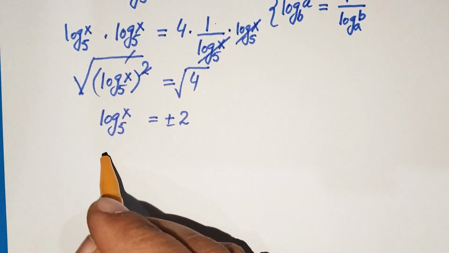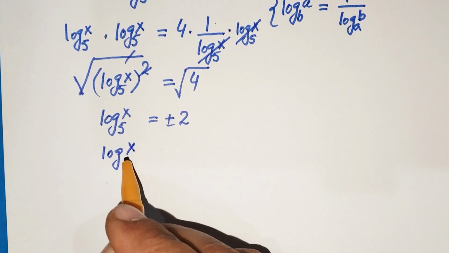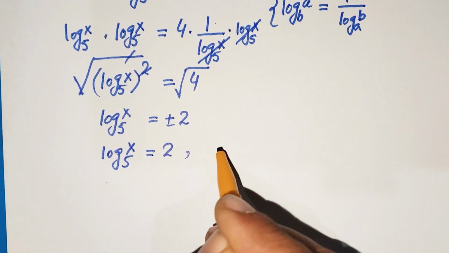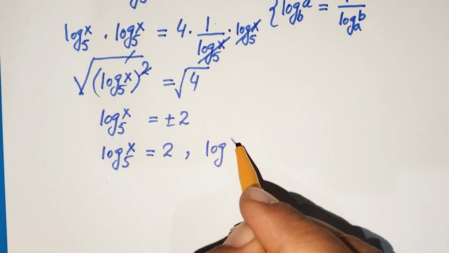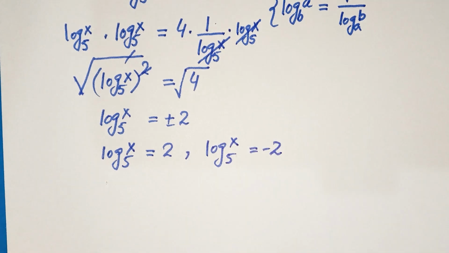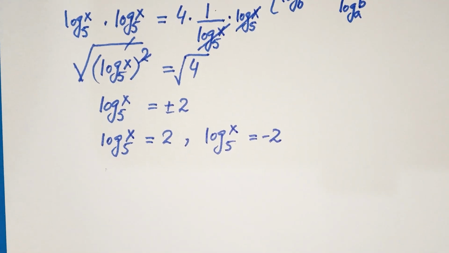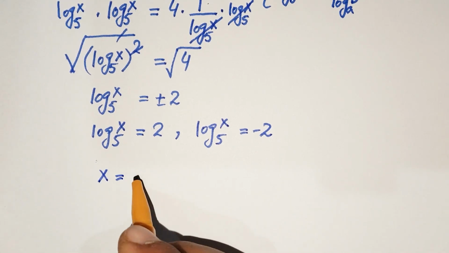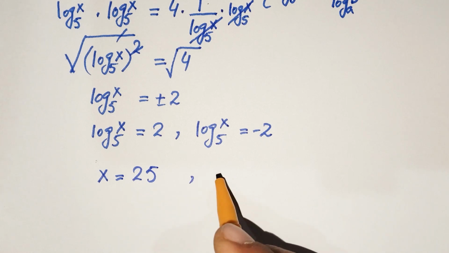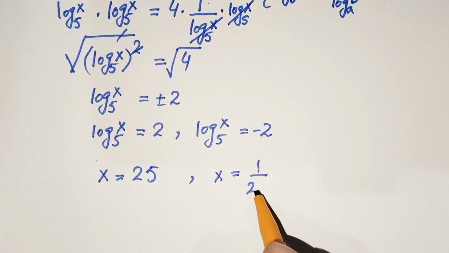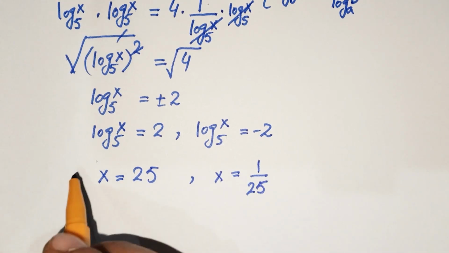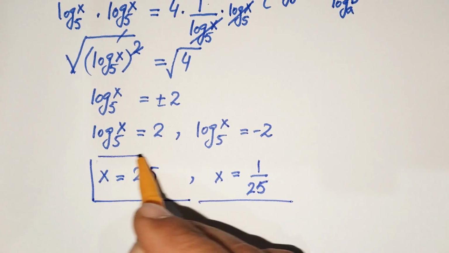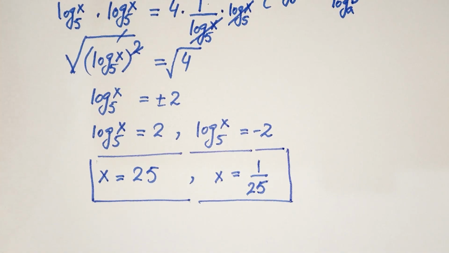Here we have two cases: log x with base 5 is equal to plus 2 and log x with base 5 is equal to minus 2. As we have solved this in the previous case, our result in this case will be x is equal to 25 and here x is equal to 1 over 25, which are the same as we have solved in the previous case. So now we are going to check these two values by putting them in our problem.